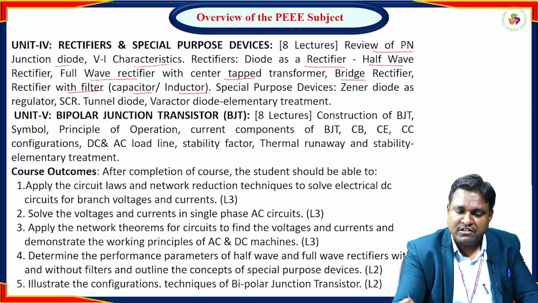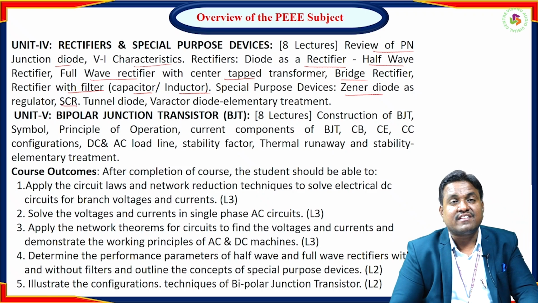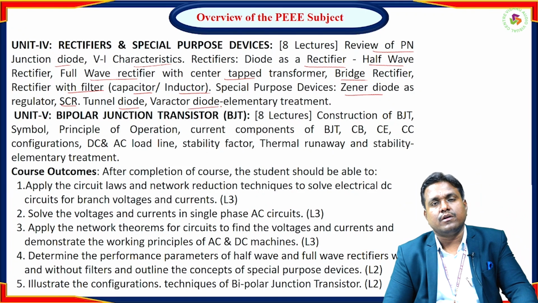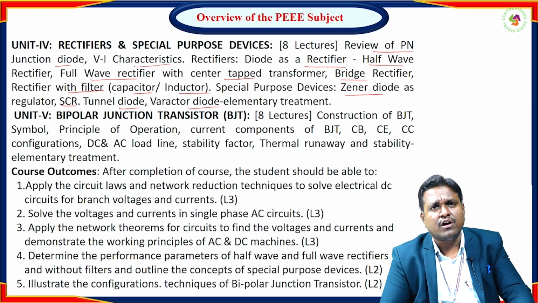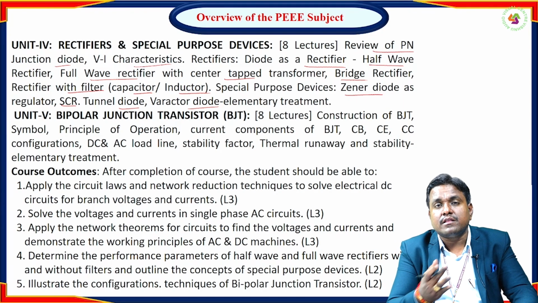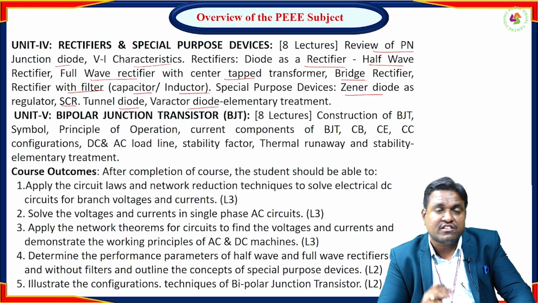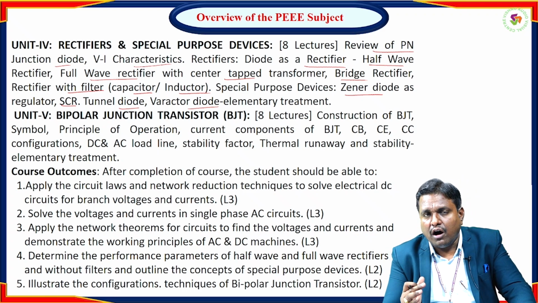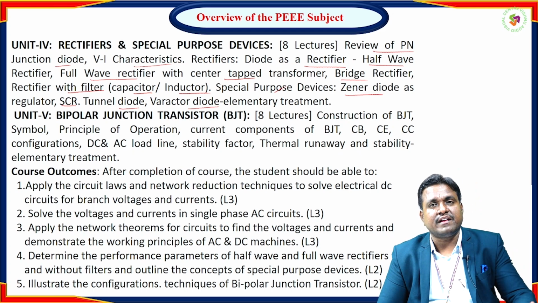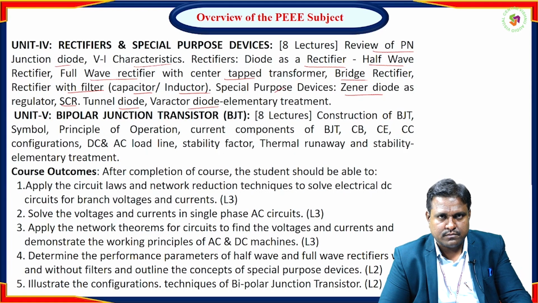And we have some special purpose diodes, such as the Zener diode, SCR, that is silicon controlled rectifier, tunnel diode, and varactor diode. We will see how these various types of diodes are used and how they differ from the normal PN junction diode. Starting from its construction, its operation, and its applications, all these points we are going to discuss in the special purpose diodes. So the fourth chapter is going to completely cover the types of rectifiers and all the special purpose diodes.